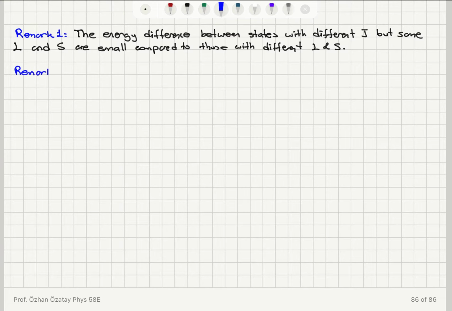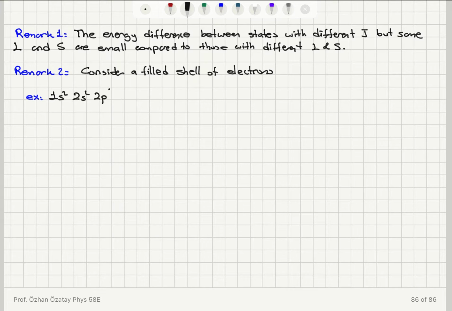The second remark has to do with a filled shell of electrons. So if you consider a filled shell of electrons, let's demonstrate this with an example, using the following configuration: 1s2, 2s2, 2p6. So I have n equal to 2, L can be 0 and 1, so these are s and p orbitals. If you consider s electrons, I have L1 equal to 0, L2 equal to 0. So if I add them up, I'm going to get a total L equal to 0.